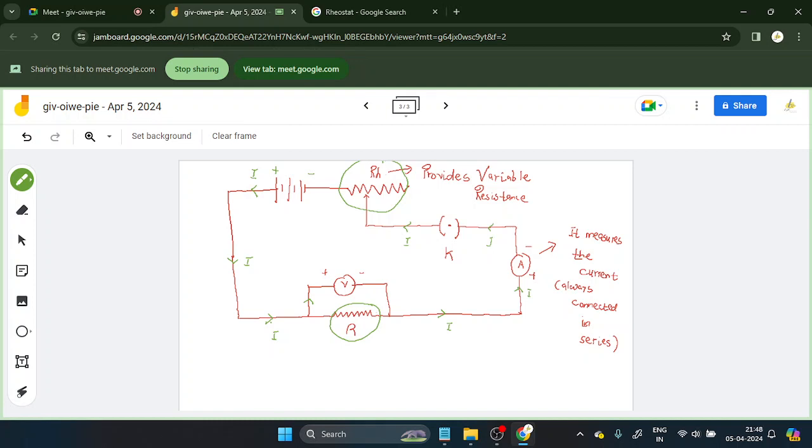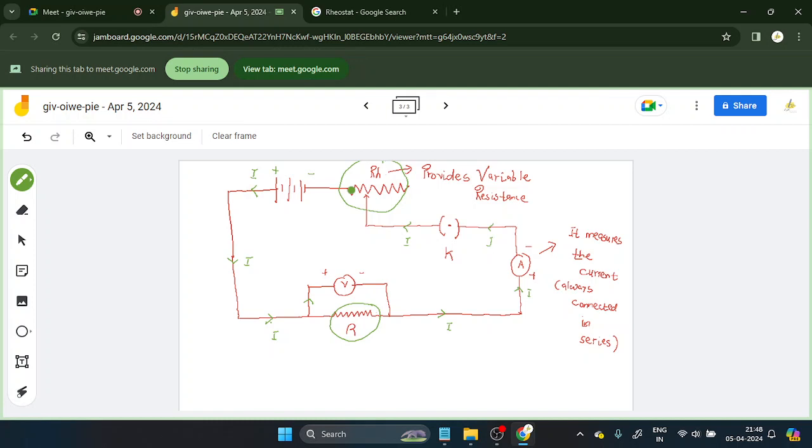So now what will happen? This rheostat will increase or decrease the current. It will control the flow of current. The same will happen with this voltage. The value of the current will be measured by the ammeter, and the value of the voltage will be measured by the voltmeter, by sliding the bar of the rheostat.